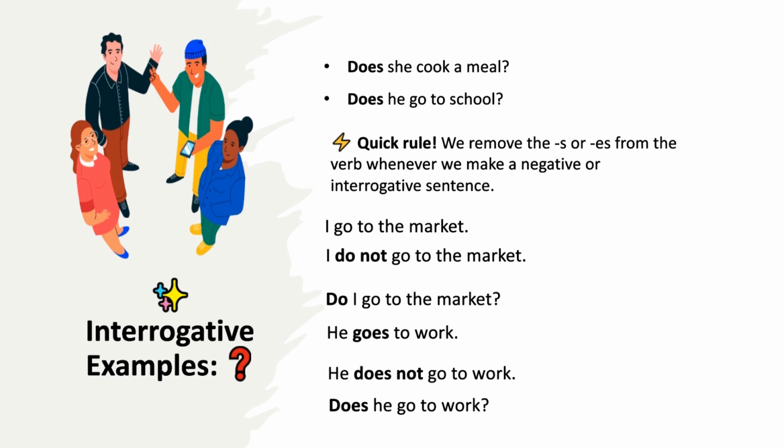Now let's check out the interrogative examples. Does she cook a meal? Does he go to school? Quick rule, we remove the s or es from the verb whenever we make a negative or interrogative sentence.